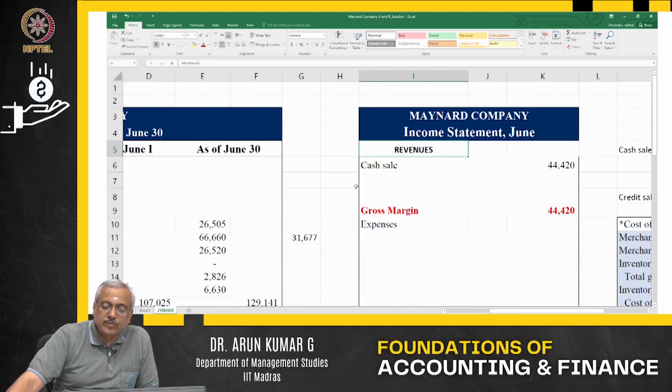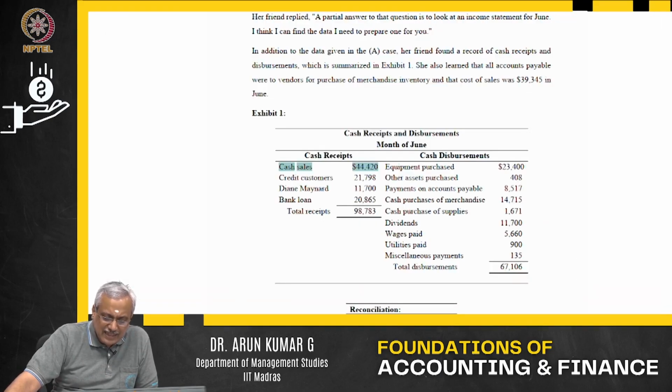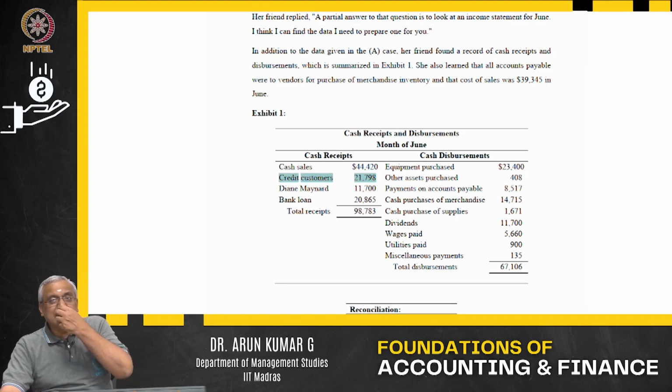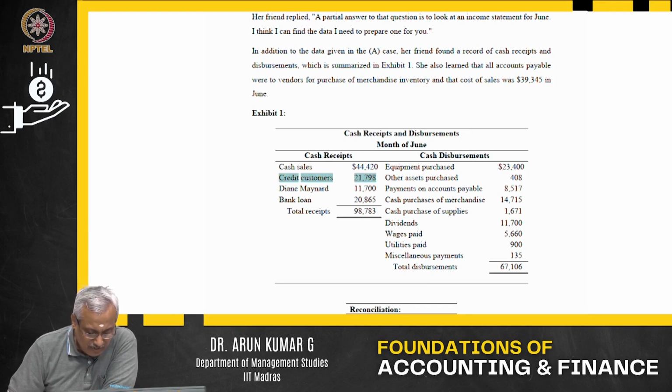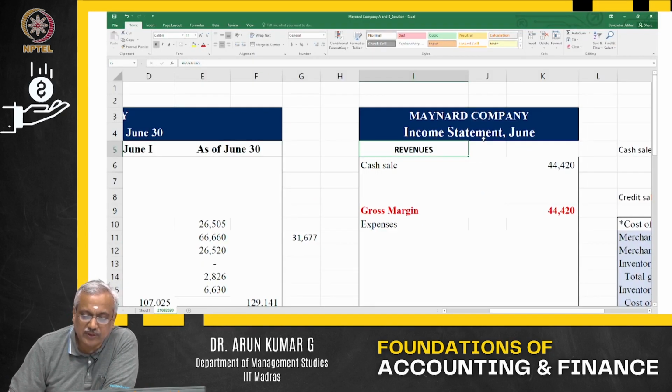Cash sale, so much. Now, what is the credit sale? Is there any credit sale out there? Credit customers, you have received so much, 21,798. But I want to know what is the amount of credit sale that has happened during the month of June. You have received this money from credit customers, this is a cash inflow, cash receipt. But what is the actual credit sale? What is the sale that has accrued during the period 1st June to 30th June? That is all I would say for the month of June.